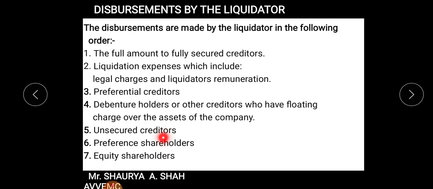Unsecured creditors include all those creditors which are not included in the above list. Preference shareholders, right? Preference shareholders, again you need to pay them, and equity shareholders, whatever the balance amount is you need to pay to your equity shareholders.